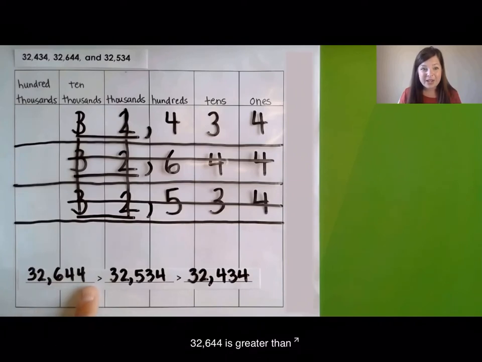32,644 is greater than 32,534 is greater than 32,434.